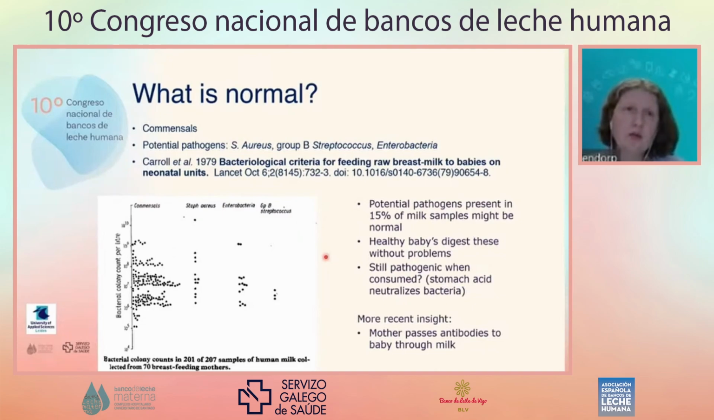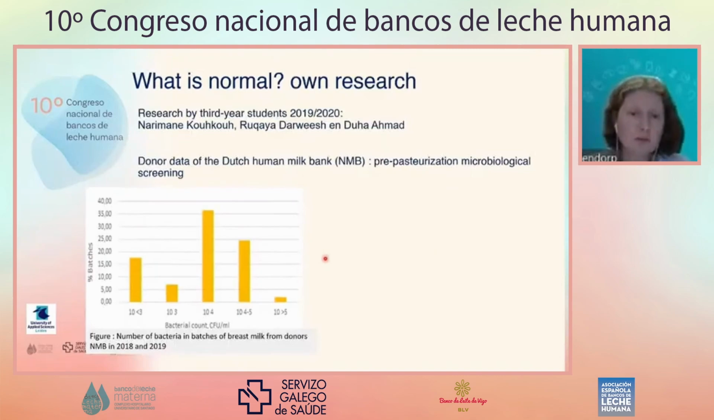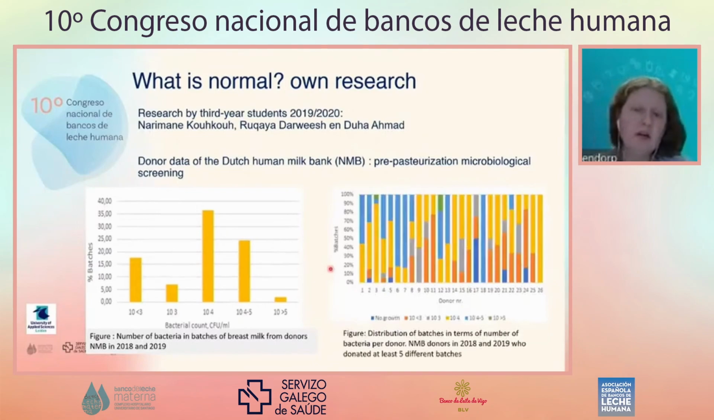So I also did my own research on what is normal. These are data from the Dutch Human Milk Bank. And we also see here, so actually I copied the research before, and it also shows that 10 to the fourth is more or less common. Another thing I asked the students to investigate is: is it true that some mothers always have a higher bacterial load and some mothers have a low bacterial load? And that's what we see here.